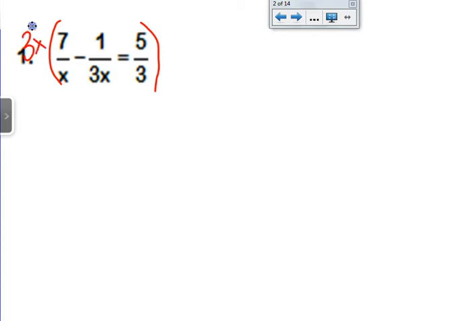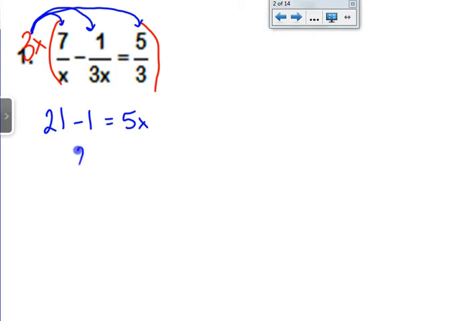Now when I go ahead and I distribute the 3x into the first fraction, 3x times 7 over x, if you notice the x's are going to cancel, leaving you with just 3 times 7, or 21. Notice I do not have a denominator anymore because the x canceled. The next fraction, 3x distributed in, is going to cancel with the other 3x on the denominator, leaving you with just a minus 1. And then 3x to the last fraction, the 3's are going to cancel, leaving you with just 5 times x, or 5x.